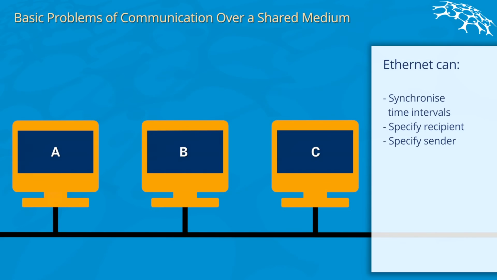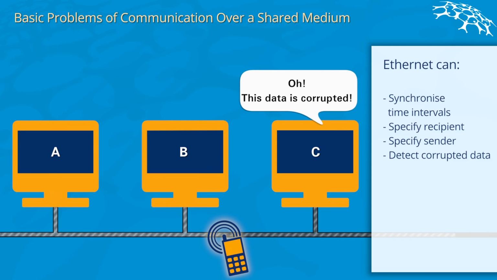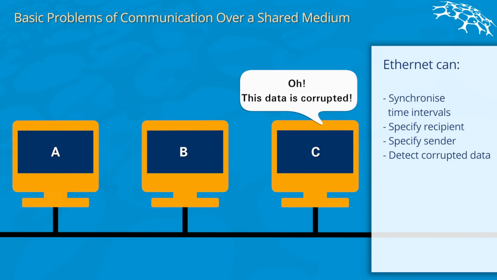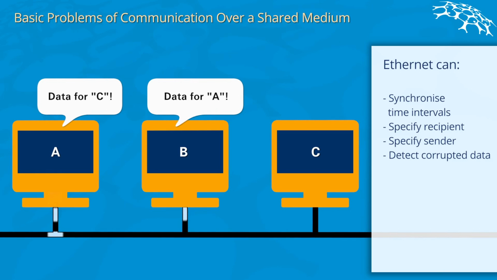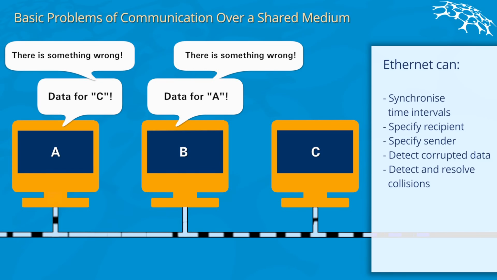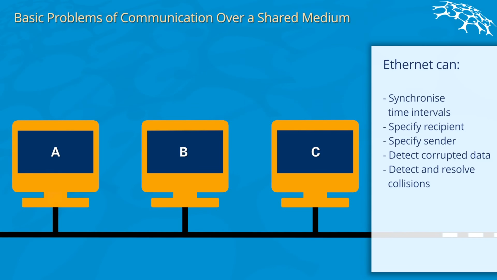Also, Ethernet can detect corrupt data. So if data gets sent over the wire and it gets corrupted for some reason, computer C, who was supposed to be the recipient, knows, oh, this data is corrupt. And last but not least, Ethernet can also detect collisions. So if A and C start to transfer data at the same point in time, they know something went wrong, and C of course gets corrupted data because the data is overlapped by two packets, and we will see in a later video how exactly this works.